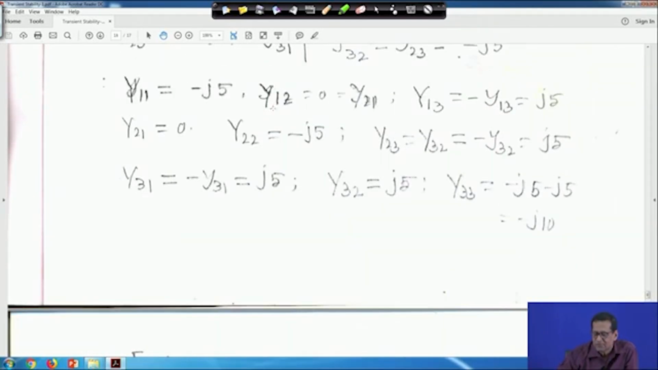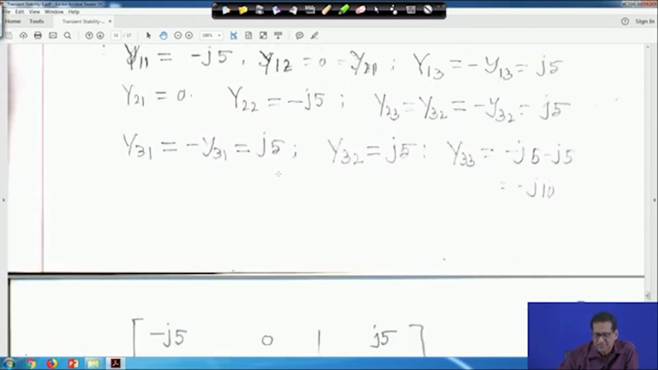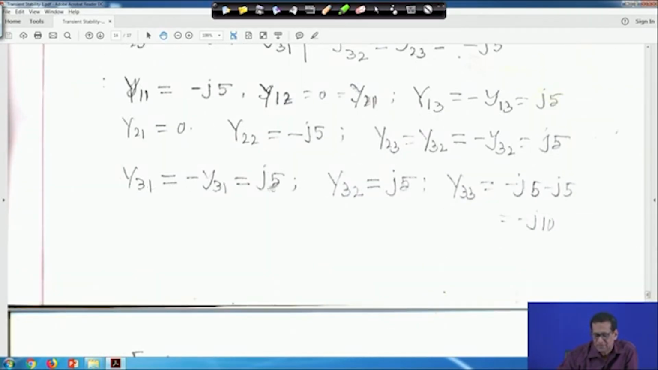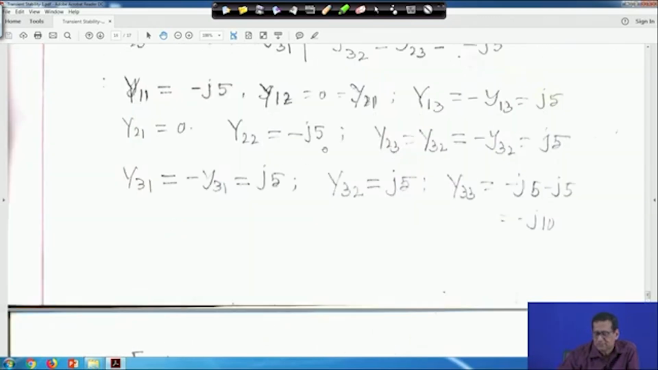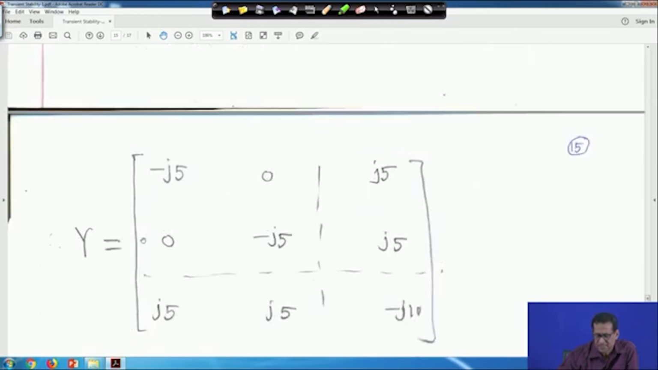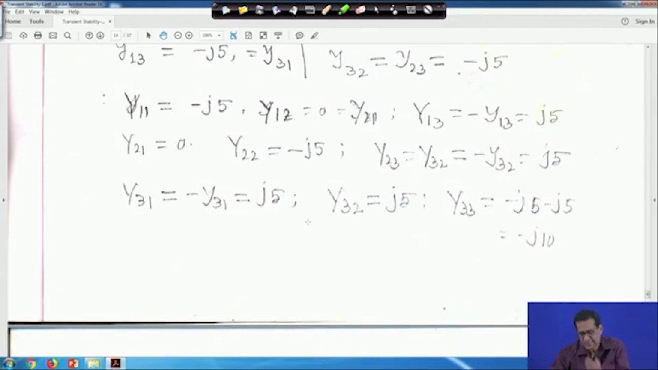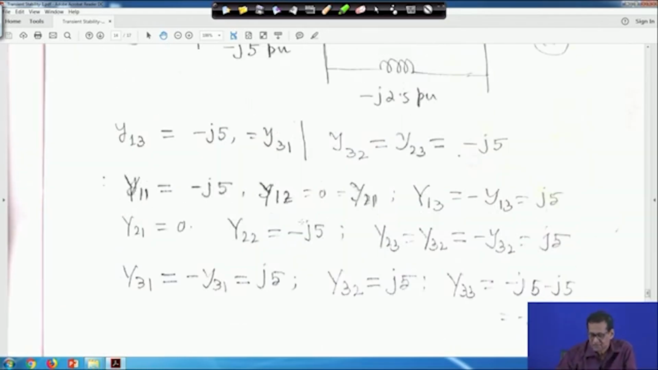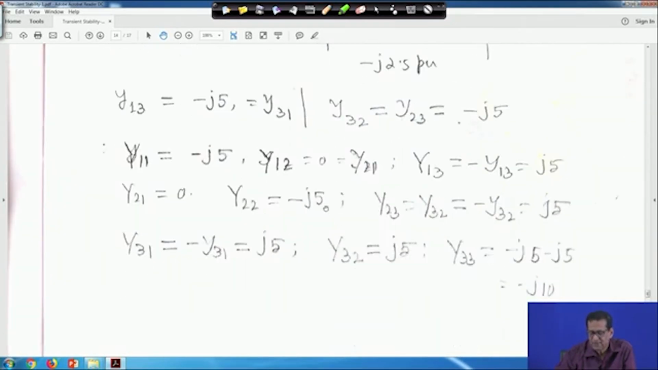Now, capital Y12 is equal to Y21, which is equal to 0. Then capital Y13 is equal to Y31, which is equal to j5. So Y21 is equal to Y12, which is equal to 0. Then Y22 is equal to minus j5. Y22 means only these two, minus j2.5 and minus j2.5, so that is actually a minus j5.